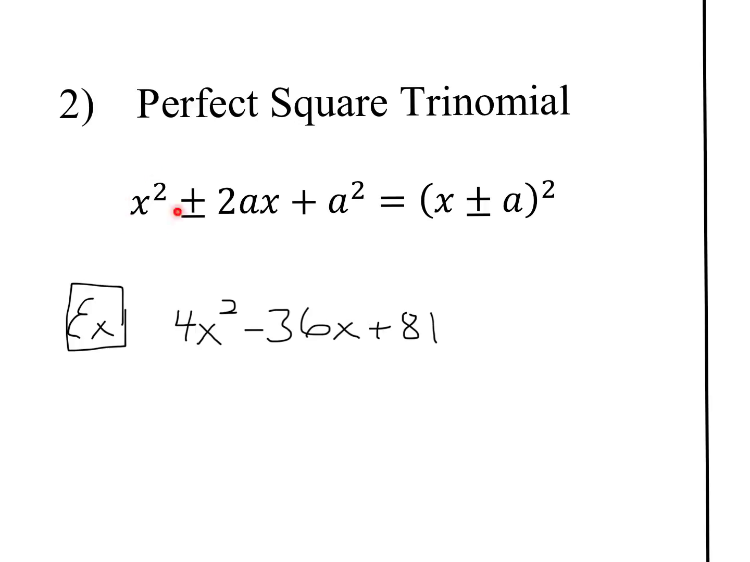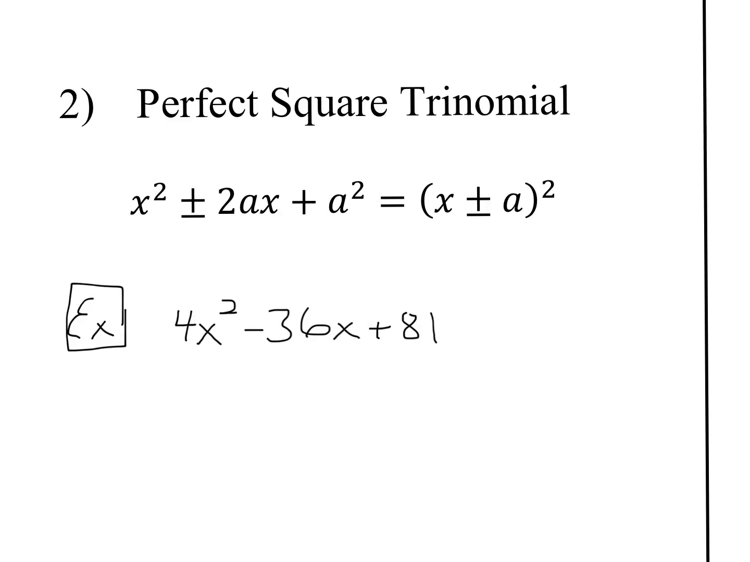Notice that this first term is x squared, that's a perfect square. The last term is a squared, that's a perfect square. If you take their square roots, you'd get a and x. If you multiply them together and double it, you get this middle term of 2ax. If those things are true, this is a perfect square trinomial, which factors into the square root of the first term and the square root of the last term. The sign of the middle term goes in the middle, and the whole thing is being squared.